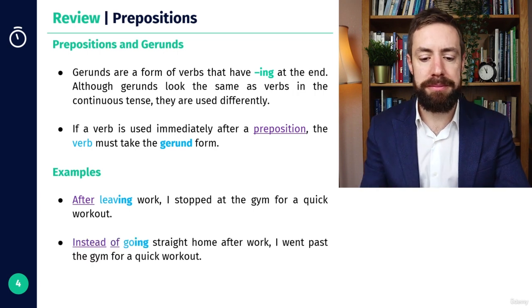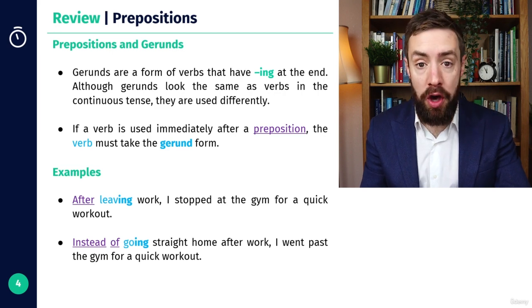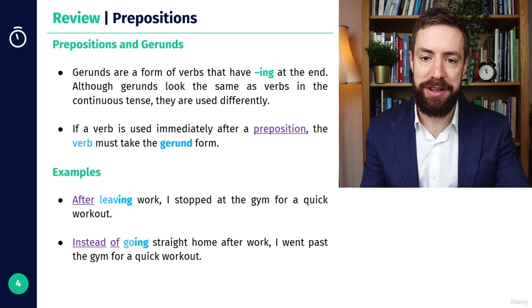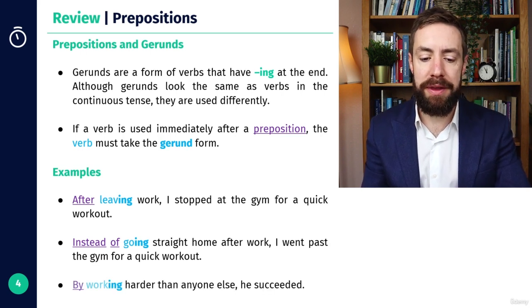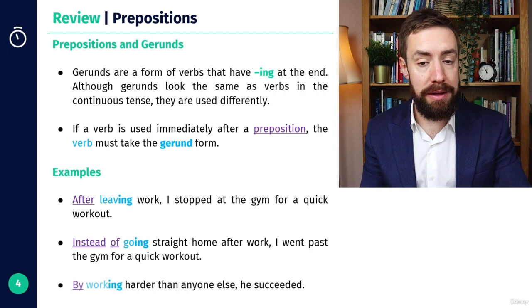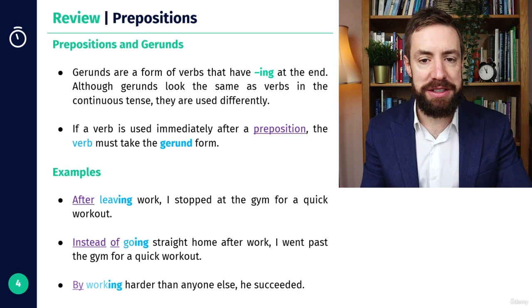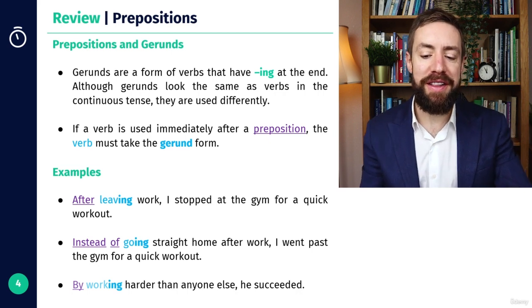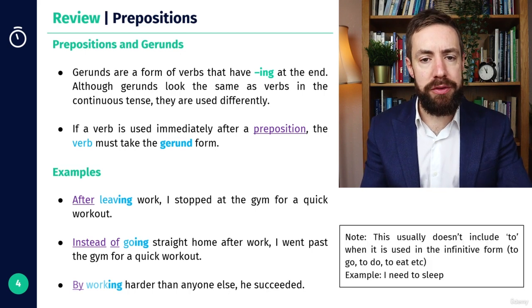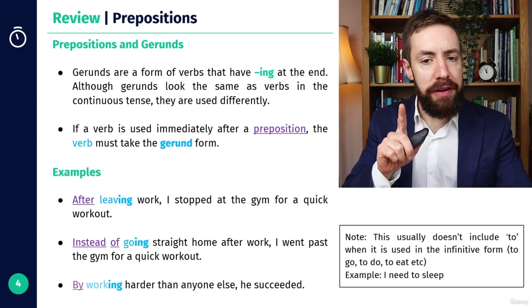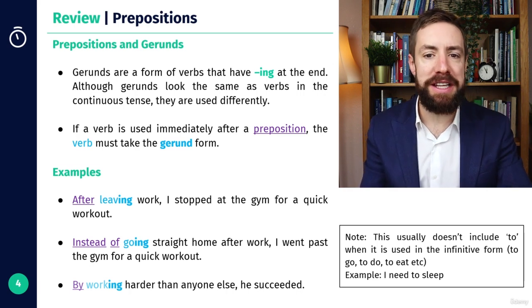So there's one example. Another one, instead of, that's our preposition, instead of going straight home after work. Again, it's not instead of go, it's instead of going. And finally, by working, by is the preposition, and working is the gerund, the verb. By working harder than anyone else, he succeeded. Okay? So that is a general rule, but there is one very important exception, one time when we don't follow that rule. So you can see the little box.